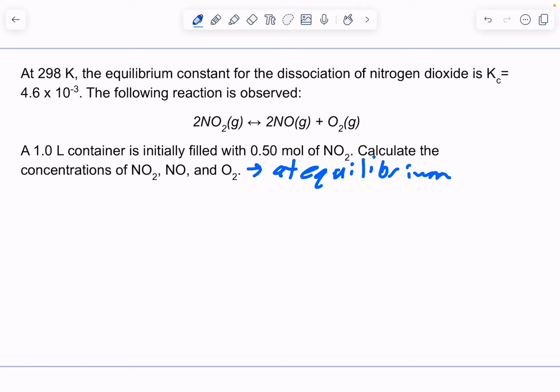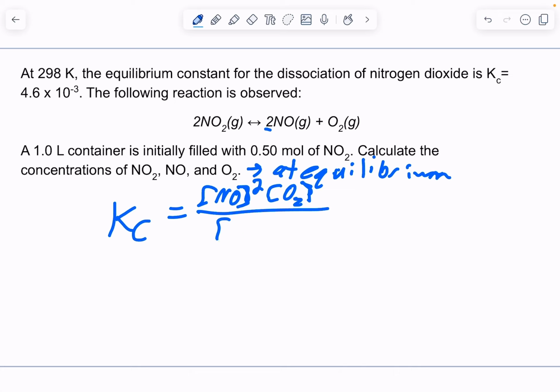We don't know. So first off, I am going to start with my Kc expression. That's going to help us. Okay, so we should have products on top, which will be NO squared. It's squared because there's a 2 in front of the NO, and then we'll have O2, and then we'll have NO2 on the bottom, and that'll be squared as well. That's just going to help us.